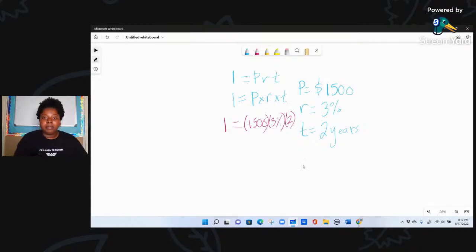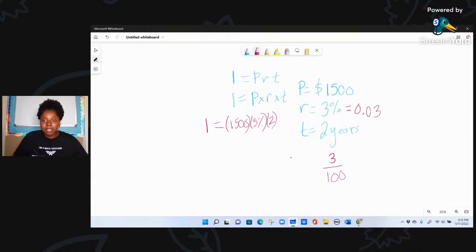So now I need to change this 3%. I need to turn it into a decimal. To go from percent to decimal, a percent is a number out of 100. So this is just 3 hundredths. How do I write 3 hundredths as a decimal? Put that 3 in the hundredths place. That's it.